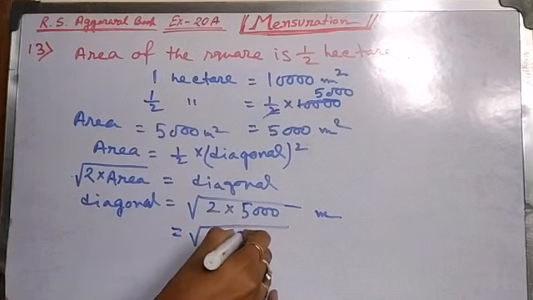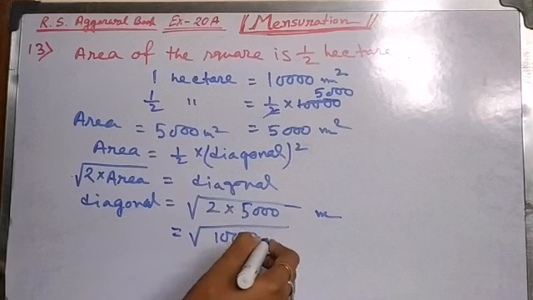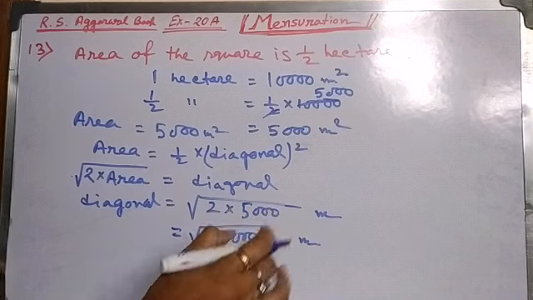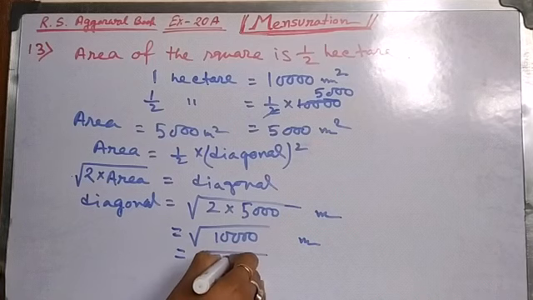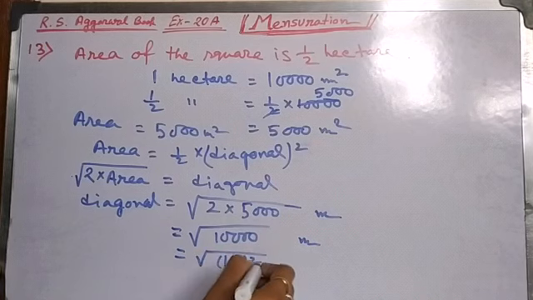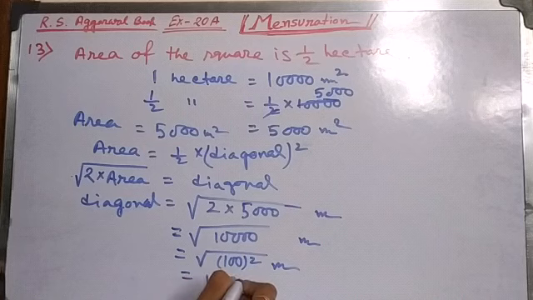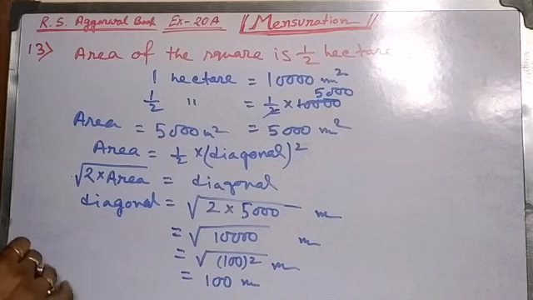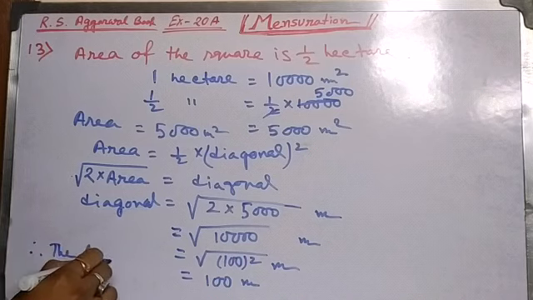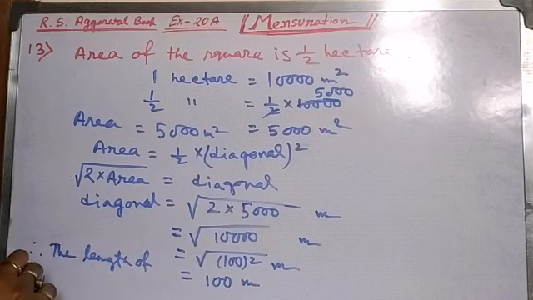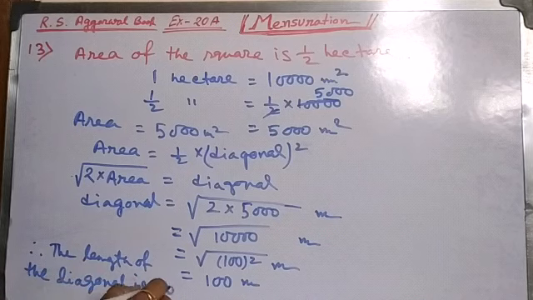Then this is 2 into 5,000, that means 10,000. Then this means 100 square. So diagonal equal to 100 meter. When it comes out from the root, it will be a square free number, that means 100. Therefore, the length of the diagonal is 100 meter.